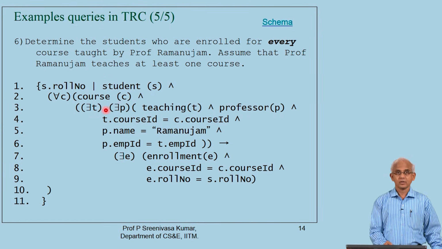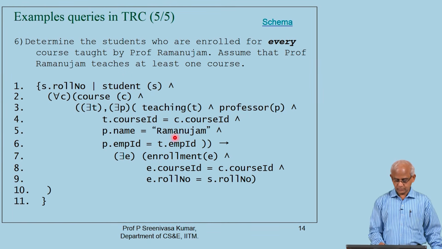How do we do that? That is by asking for existence of a teaching tuple and a professor tuple, such that the course ID is the course under consideration in some sense, because we are checking some condition for all courses, right. So, teaching corresponds to the course ID, and then the professor has name Ramanujam, and the employee ID of the professor is same as what is mentioned in the teaching tuple, so that the teaching tuple corresponds to this professor. Okay.